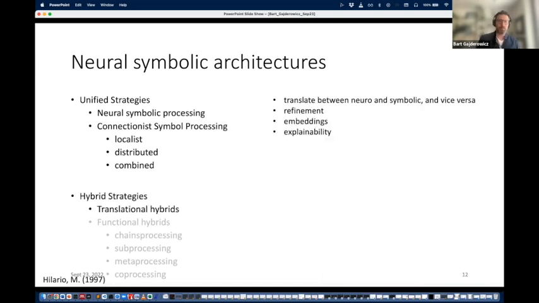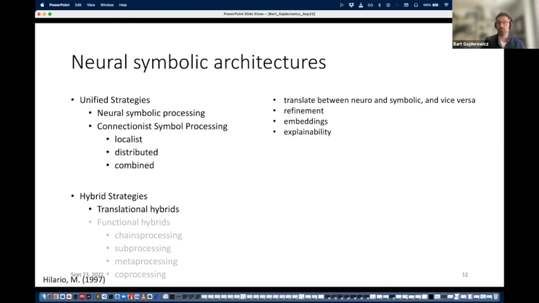The next one are hybrid strategies. So now we start getting more into actual models that do explicitly incorporate both symbolic and subsymbolic representations. And these fall into 4 different tasks that they can perform. They can translate between neural and symbolic models and vice versa. They can perform refinements. They can perform embeddings.